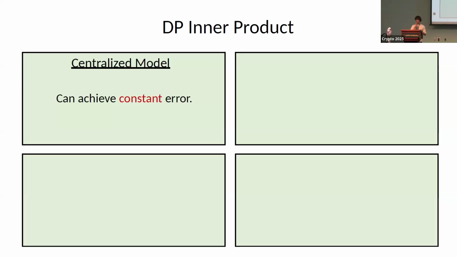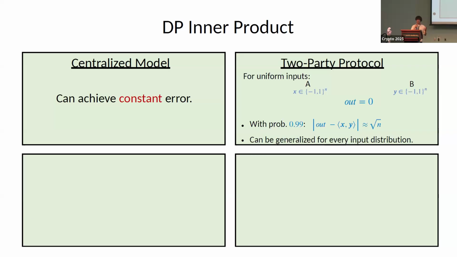In the centralized model, it can achieve constant error just by the Laplace mechanism. And in the two-party setting, consider one easier case where the two vectors are uniform inputs. Then we can easily output 0, and with high probability the noise is bounded by root n. And it can be generalized for every input distribution by a technique called randomized response.